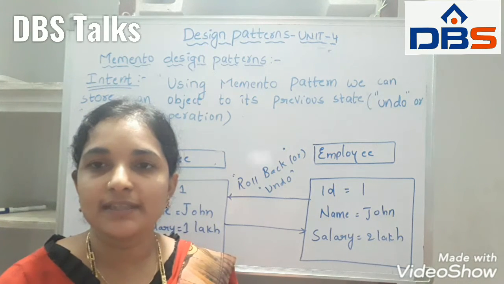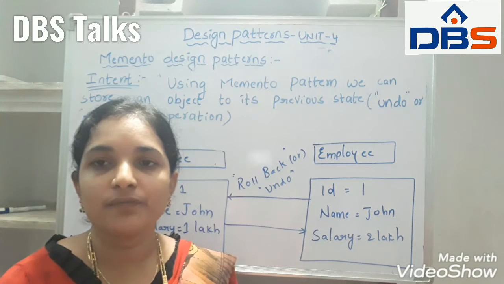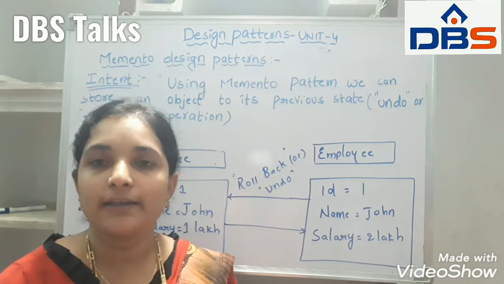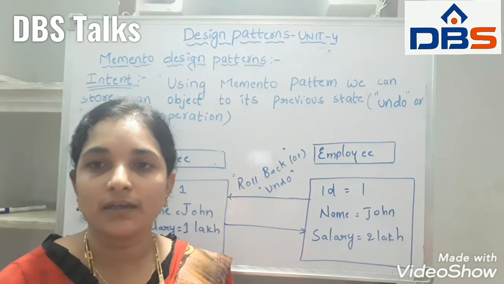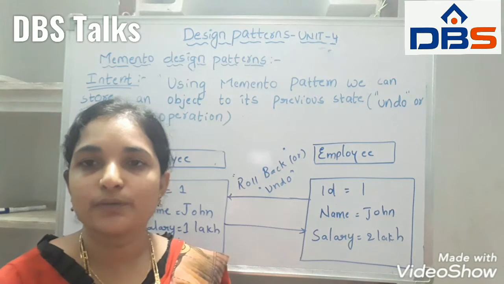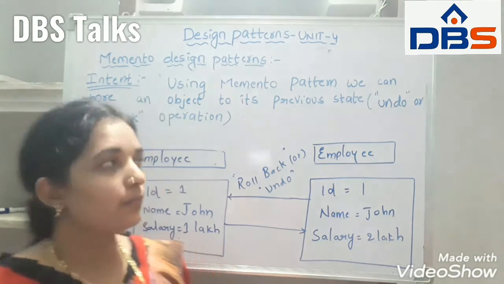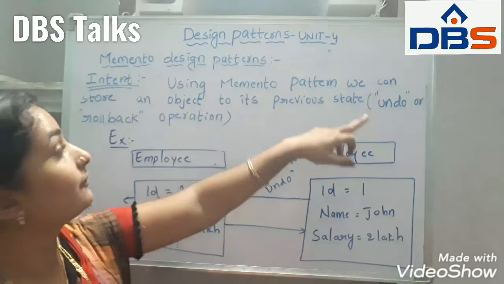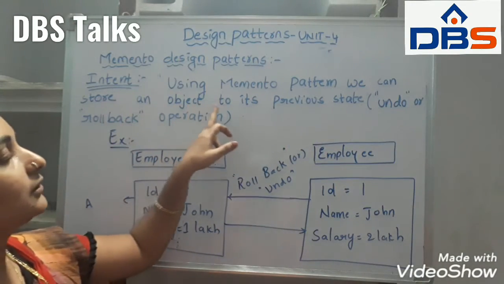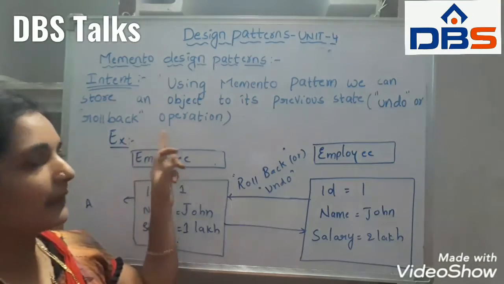The first classification is intent. The intent describes the meaning of the Memento design pattern, and it also describes the problems that occur and how they are solved by using the Memento design pattern. So this is called the intent. As per the definition of the intent, using the Memento pattern we can restore an object to its previous state by using an undo or rollback operation.